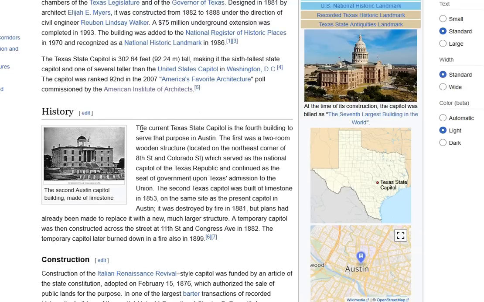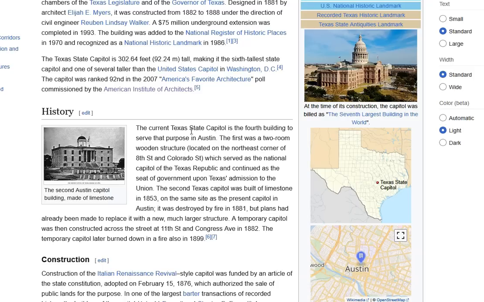They'll tell us that the current capitol is the fourth building to serve that purpose in Austin. The first one was just a 2-room wooden structure. So this is, again, laying that chronology as we're expected to believe it. Now the second one that I just showed you, we're told is built of limestone, destroyed by fire in 1881, but thankfully and luckily Elijah Myers had already gotten to work on plans to replace it before the fire struck.